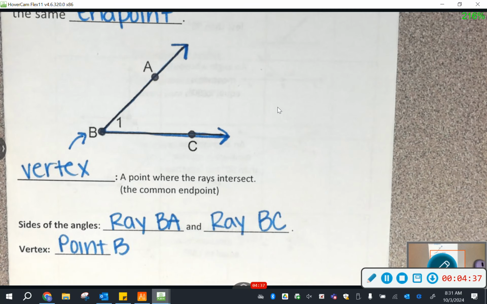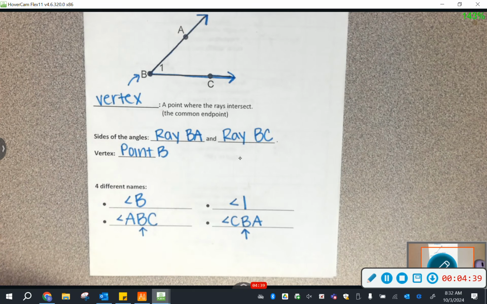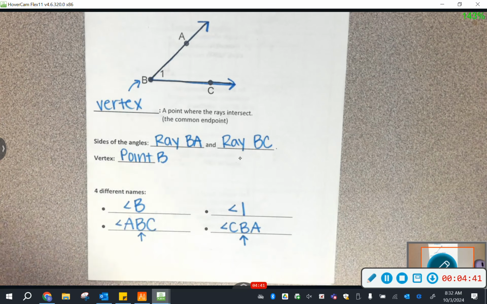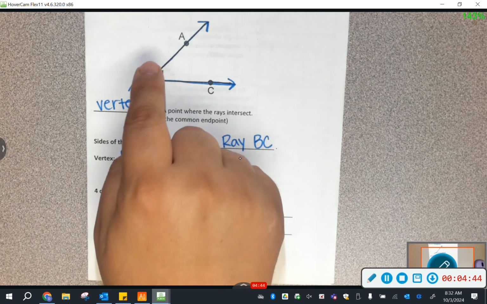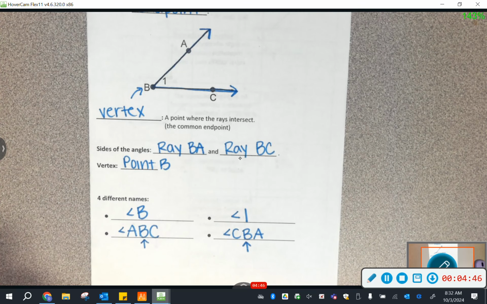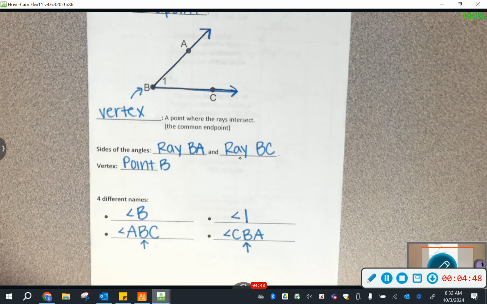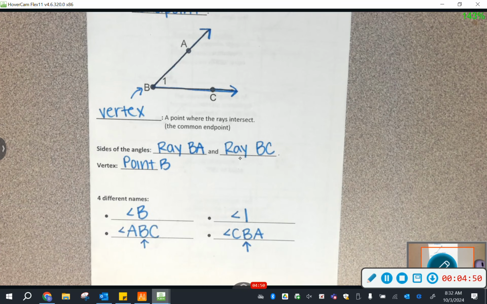Last question is going to be, can you name this angle? Can you name it angle B? Can you name it angle BAC? No. It has to go in a certain order. Those are 3 test questions.